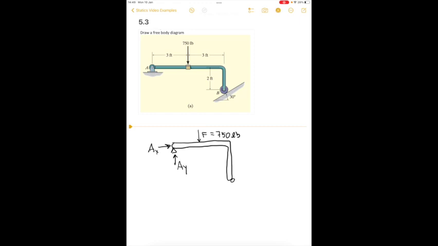But we have a roller at point B. A roller, remember, can only push in the direction perpendicular to the surface. And we know the surface is oriented at 30 degrees. So we know the force B has to act perpendicular to the surface that it's touching. And so this would be the free body diagram. Again, we have three unknowns. We have AX, AY, and the force B, because we know the direction in which force B is oriented.